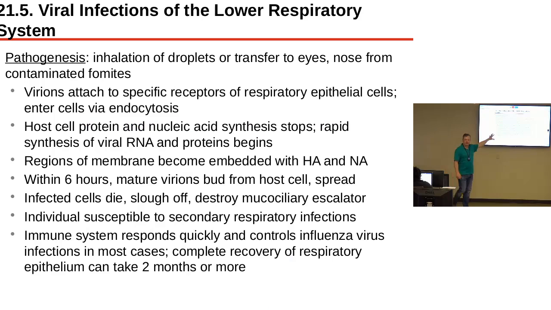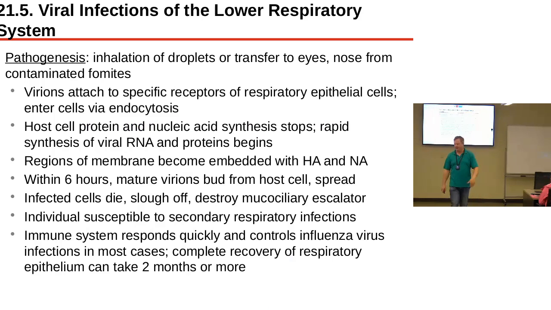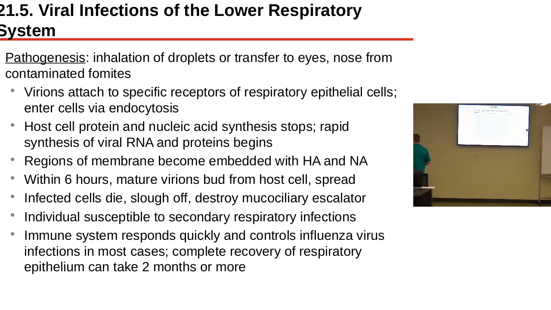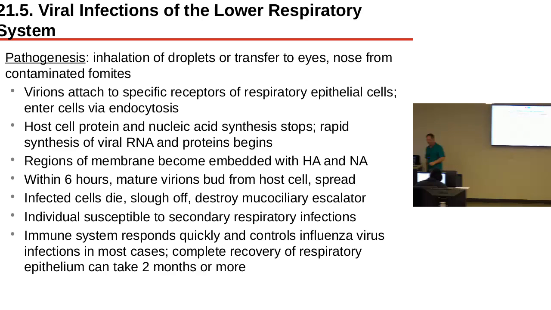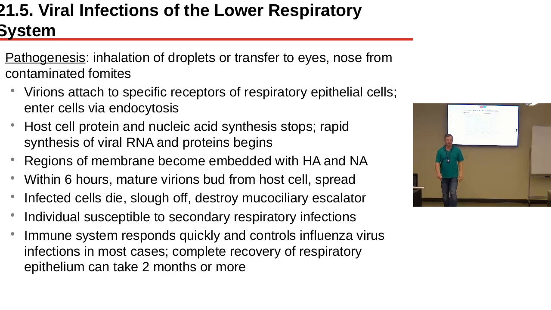Pathogenesis, nothing new here. You notice a lot of wordage here. Just think about it the same way as always. You have to breathe it in. It has to attach. When it attaches, it gets inside the cell, replicates inside the cell, kills that cell, and then spreads on, just like all viruses do. Because it causes so much damage from killing all the different cells in your respiratory system, it can take upwards of 2 months for some people to feel completely back to normal after going through a major flu outbreak.